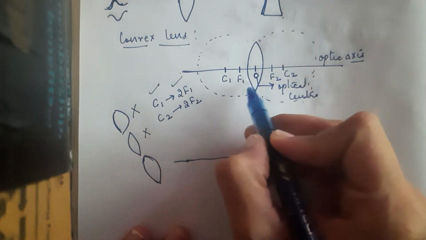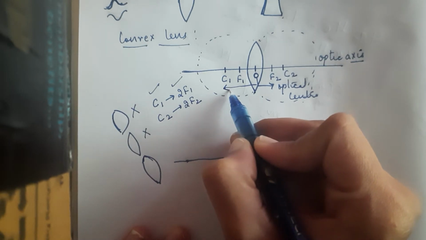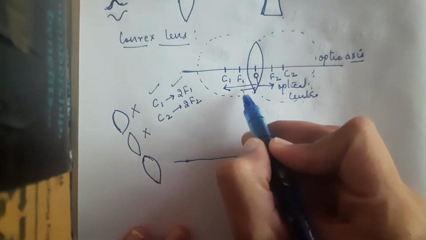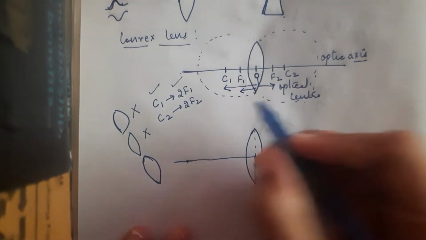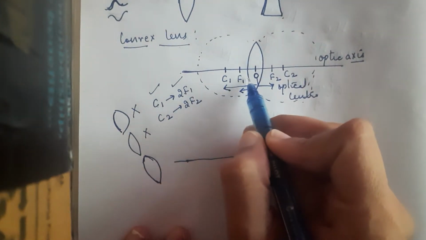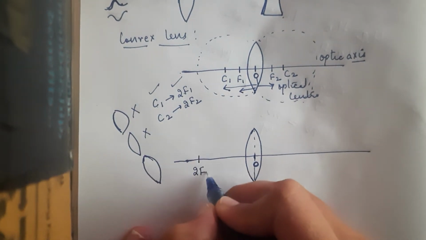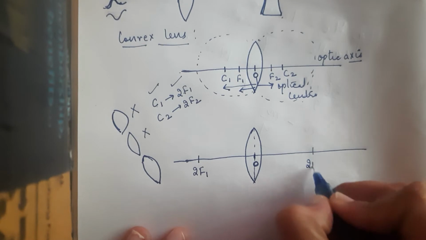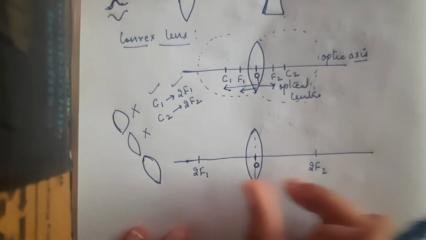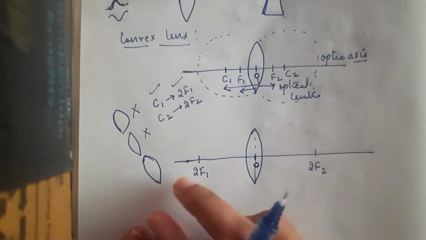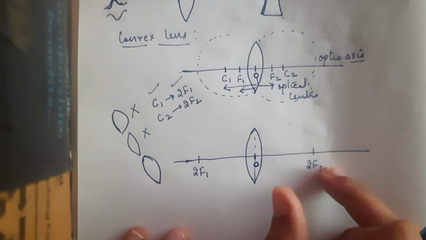Because you know that the distance from the optical center to the curvature is twice the distance from the optical center to the focus, right? For that, I can write C1 as twice of F1. So that's what I'll be doing. So this is 2F1, this is 2F2. Make sure that the distance which you are marking, the points 2F1 and 2F2 which you are marking on the principal axis, are equidistant from the optical center both ways.